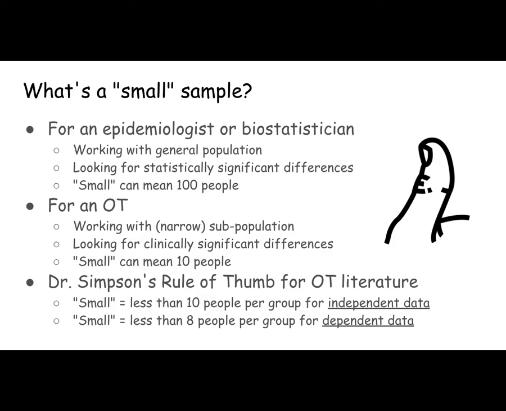If the investigators are making comparisons within groups, I start to worry that their sample size is too small if there are less than 8 people in each experimental group. For example, a study that uses a crossover design to compare the effect of two different types of orthoses on performance would not have too small a sample as long as there were at least 8 people in the study.